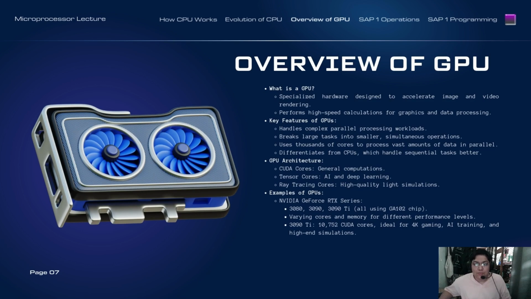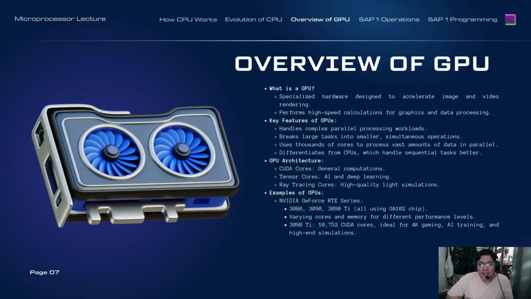Unlike CPUs, which excel at sequential task executions, GPUs break down large tasks into smaller, simultaneous operations, utilizing thousands of cores to process massive amounts of data concurrently. This parallel processing ability is what gives GPUs a distinct advantage in areas where multiple calculations need to be performed at the same time, such as real-time graphics rendering or machine learning model training.